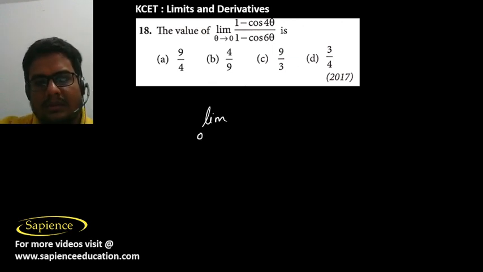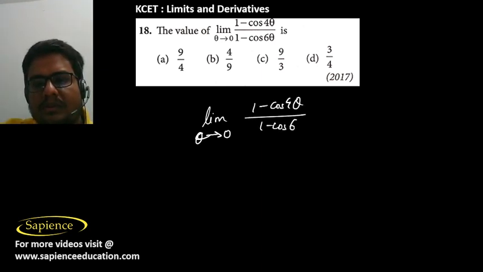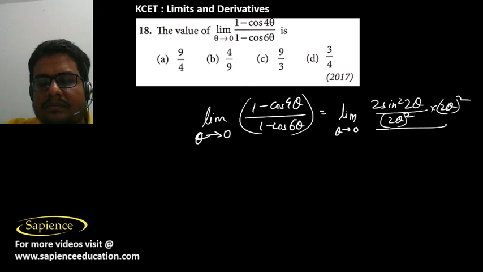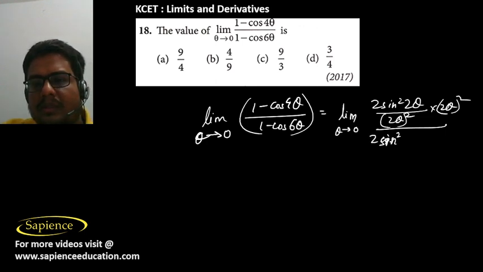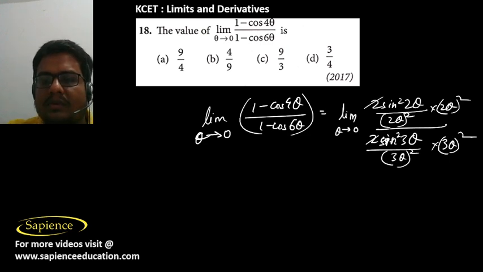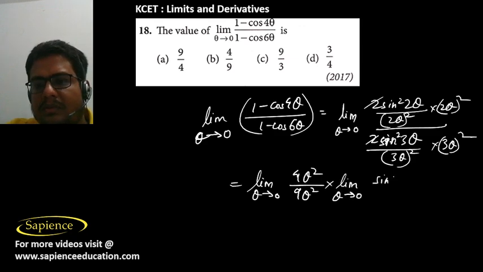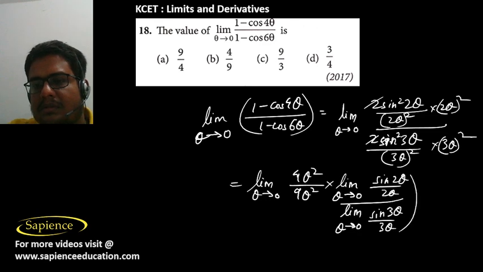The value of this: limit theta tends to 0, 1 minus cos 4 theta by 1 minus cos 6 theta. So we can write this as limit theta tends to 0, 1 minus cos 4 theta is 2 sine square 2 theta, then divided by, I can write 2 theta whole square into 2 theta whole square, divided by 2 sine square 3 theta, since 1 minus cos 6 theta is 2 sine square 3 theta, divided by 3 theta whole square into 3 theta whole square. So the 2 and 2 will cancel out. This will be limit theta tends to 0, 4 theta square by 9 theta square into limit theta tends to 0 sine 2 theta by 2 theta by limit theta tends to 0 sine 3 theta by 3 theta, so it's whole square.